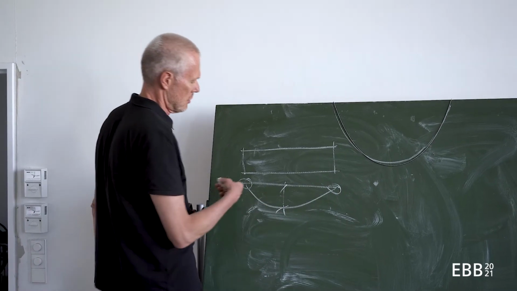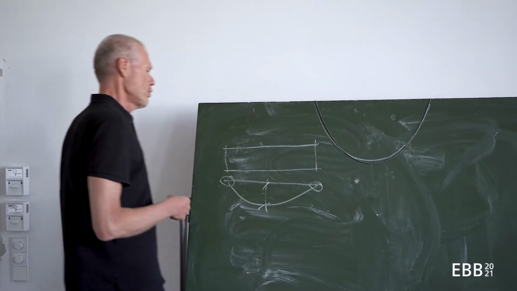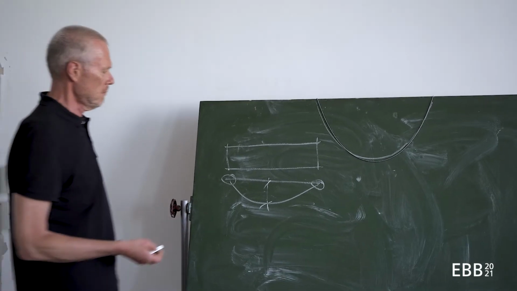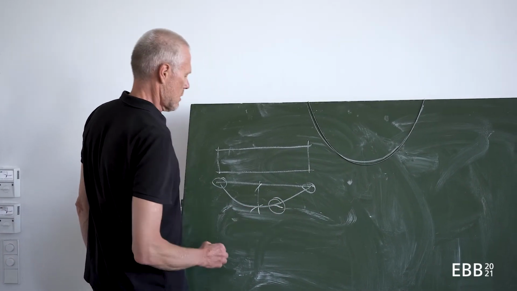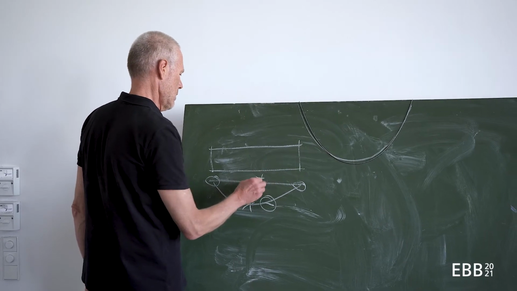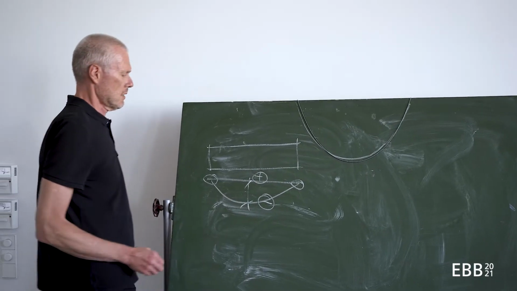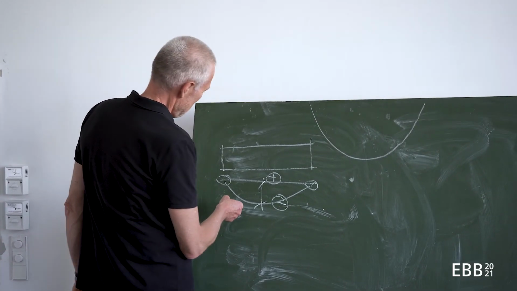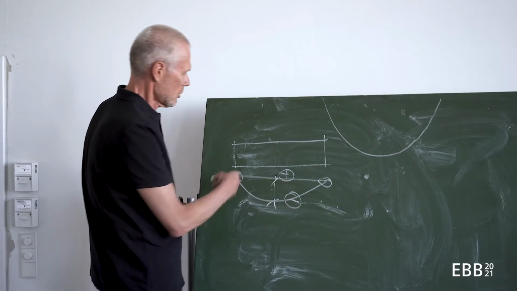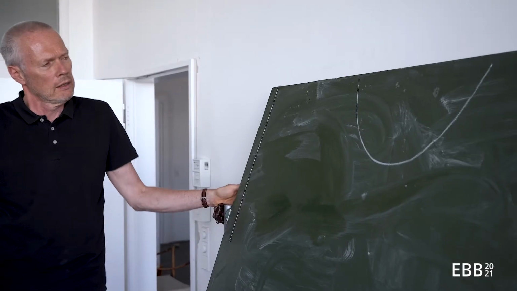And I could use this to optimize the form of the beam in the way that this could be the lower part and this could be the upper part, and the beam becomes something that looks like a fish belly.